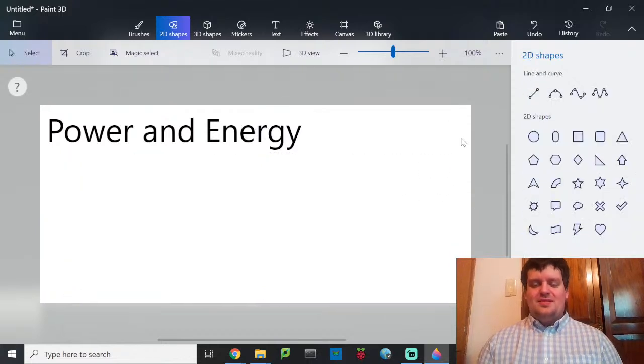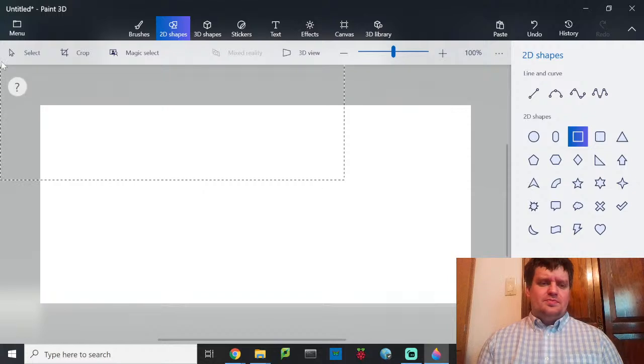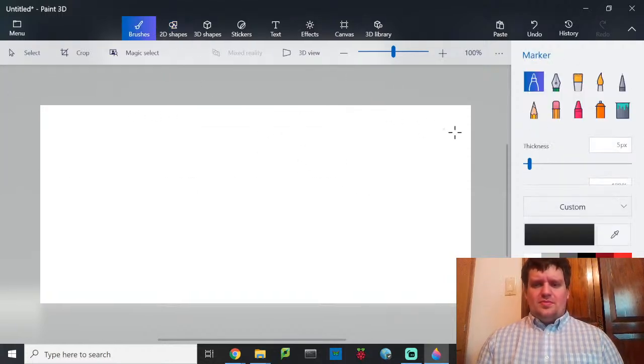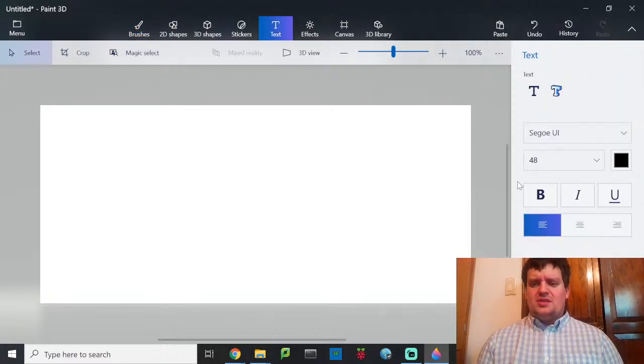All right. That's how I'm going to erase my work. I am a Microsoft Paint wizard, if we're honest here. So that's the power and energy equations. We do have other equations that we're going to need to talk about.